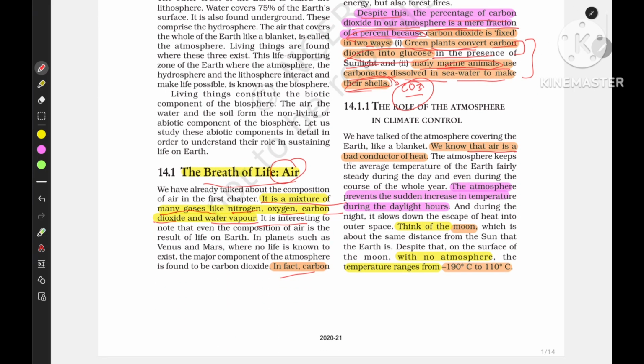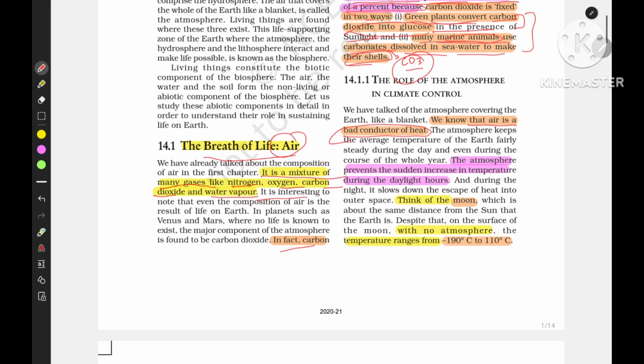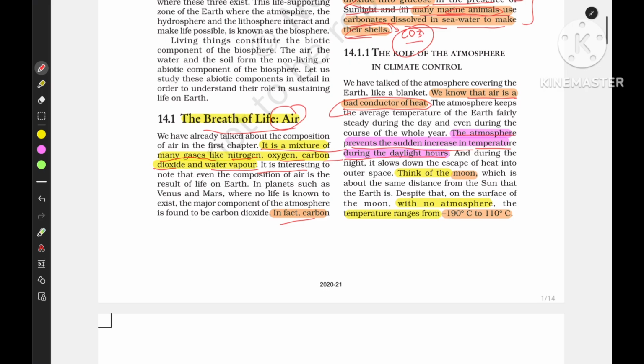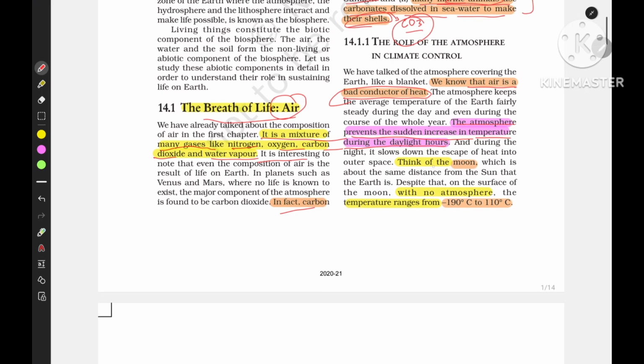We know that air is a bad conductor of heat. The atmosphere prevents a sudden increase in temperature during day and night. The atmosphere on Earth controls temperature. It regulates temperature. It does not let the temperature rise too high or fall too low.